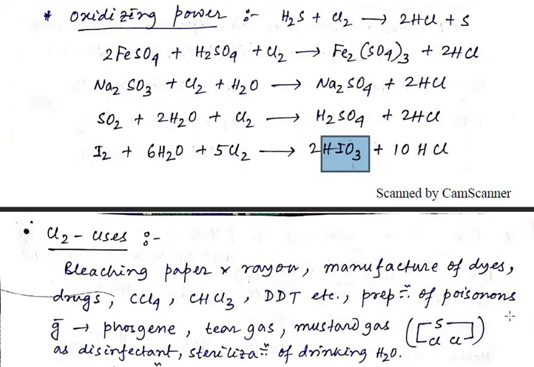In case of the manufacturing of dyes, the Cl2 can be used. For synthesizing drugs, CCl4, CHCl3, DDT, etc., the Cl2 is used widely. In case of preparation of poisonous gas, that is phosgene, COCl2, tear gas, mustard gas, I had written the structure of the mustard gas here, and as disinfectant, sterilization of drinking water, the Cl2 is used very widely.